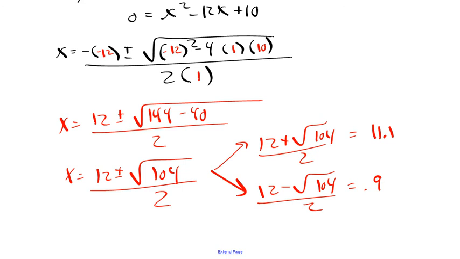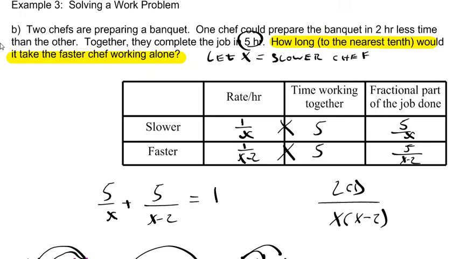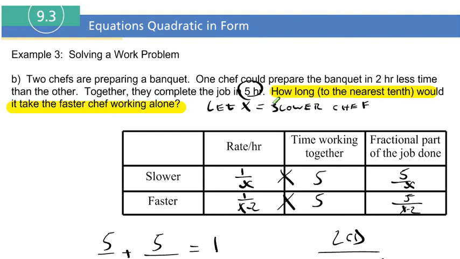Okay, so let's look at this. Just by looking at the answers and in the context of the problem, one of the answers should not make sense at all. Okay, what does x represent? The slower dude, right? So if x is the slower dude, it's not possible for him to do the job by himself in 0.9 hours when it says that they do the job together in 5 hours.